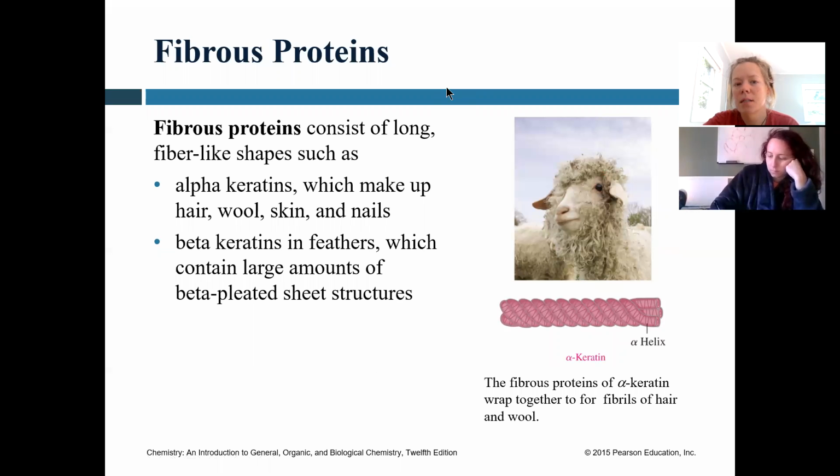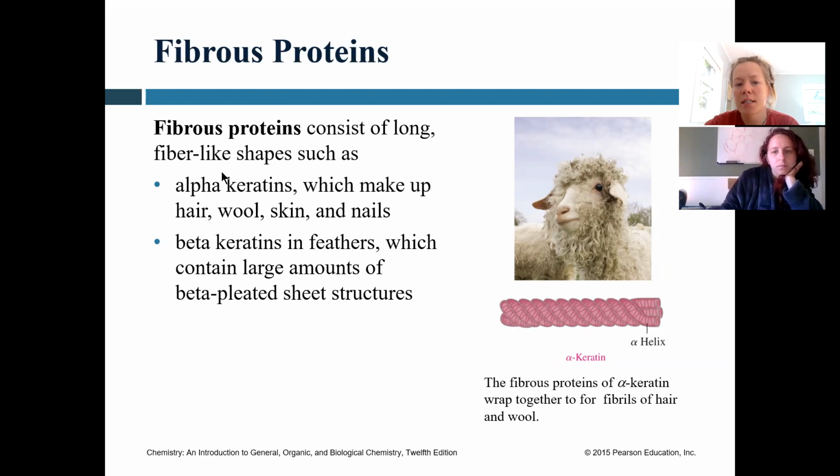Fibrous proteins consist of really, really long chains that form these very long shapes. Alpha keratins make up hair, wool, skin, and nails. So all these things that have this really long fibrous quality to them, they need to stretch, usually also have a fibrous protein, right? So what you're seeing on the macroscopic scale is what's happening on the microscopic scale.